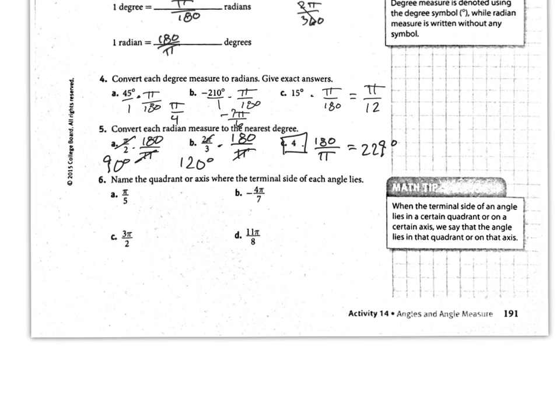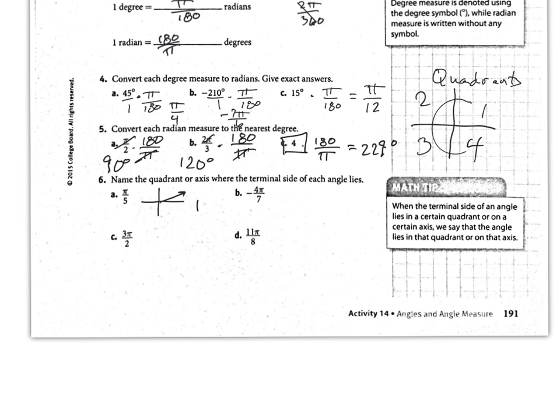Now we're going to take a look at where these angles are located. Here are your quadrants, and they're labeled like the letter C. So 1, 2, 3, 4. It goes around like that. So if we think about pi over 5, it says name the quadrant where it lies. Pi over 5, obviously very small. So right in through there. And so that's quadrant 1.